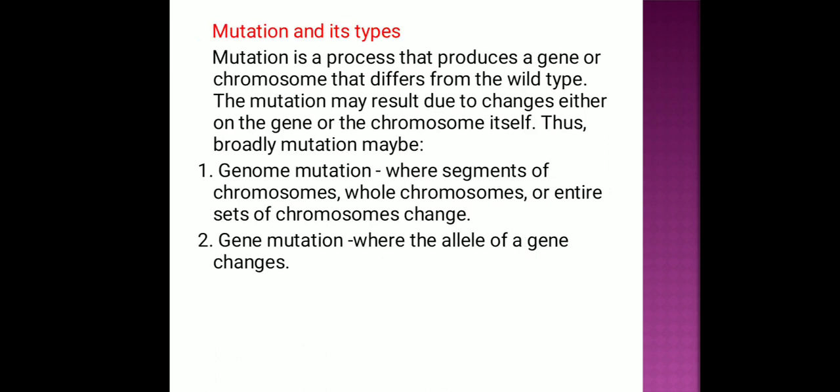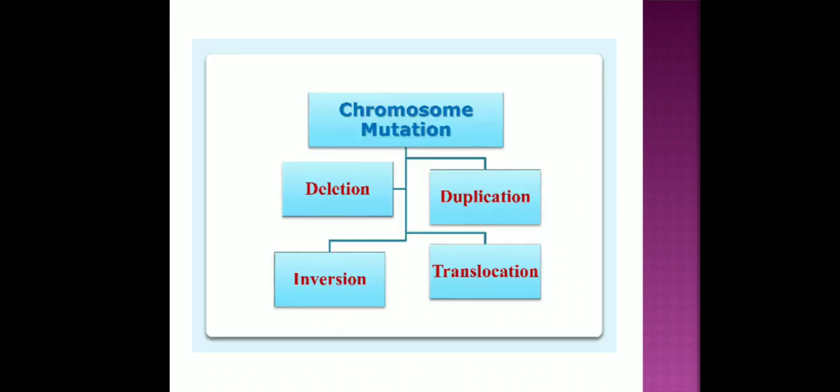Next we are going to learn mutations and their types. Mutation is a process that produces a gene or chromosome that differs from the wild type. The mutations may result due to change in either chromosomes or genes. The changes in the structure and number of chromosomes are called genome mutations. It is otherwise called chromosomal aberrations. First we are going to learn chromosomal mutations.